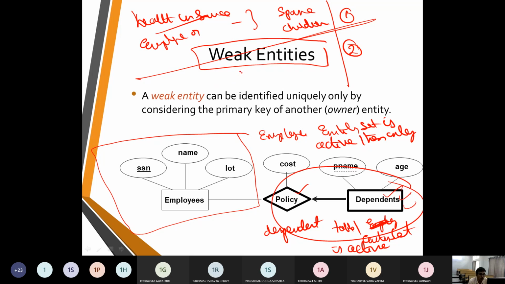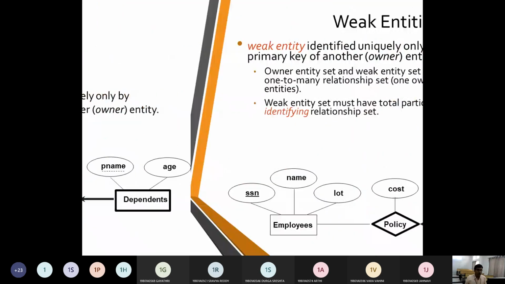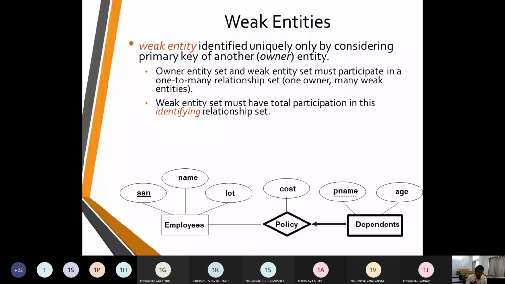Such entities we are going to call weak entities. In weak entities, as long as the core entity is active, the dependent entities are also going to be active. If the core entity exists, immediately the dependent entity also exists. So if I am here, they will get the policy benefits. If I am not here, they will not get the policy benefits. We call such entities a weak entity set.